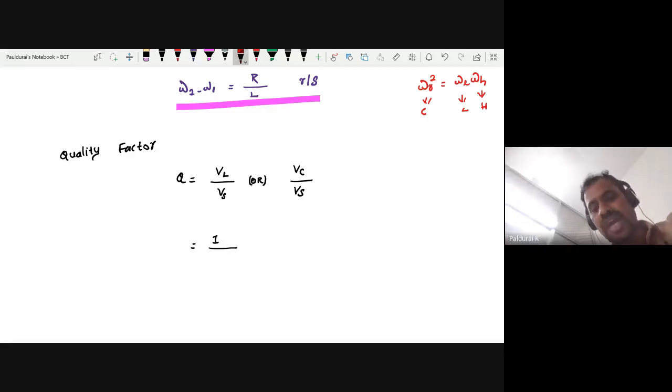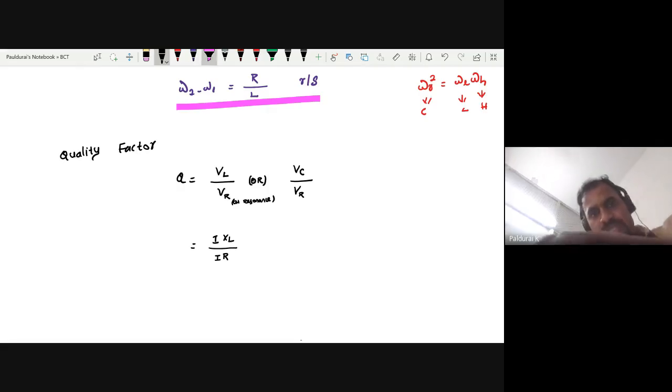As per Ohm's law, V equals I times R. So here I times XL, right? Divided by the applied voltage. What is the applied voltage at resonance? It is I times R, right? Actually this is the voltage drop across the resistance. In this way also you can define the voltage drop across resistor at resonance. That's important.